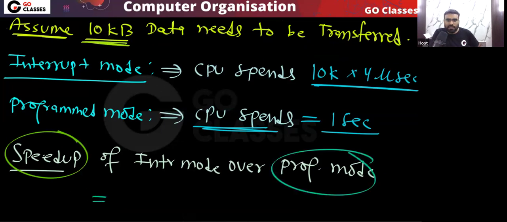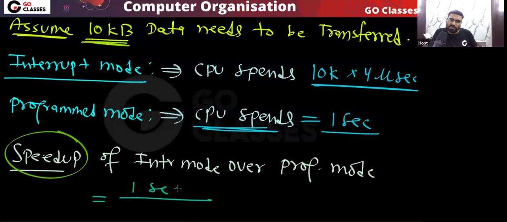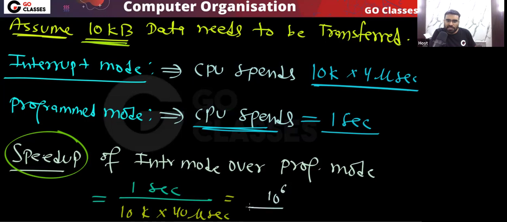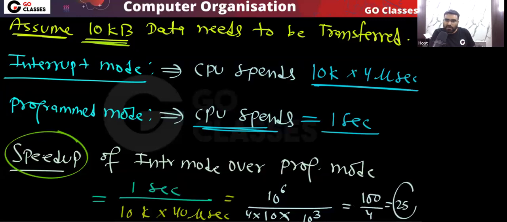The answer will be how much time the CPU is spending in the programmed mode, that is 1 second, divided by 10K multiplied by 40 microsecond. What is the answer? Seconds cancel. Micro means 10 power 6, so it will become 10 power 6 divided by 10 into 10 power 3. And that will be 4 also, so that is going to be 100 divided by 4. So that is 25. This is not a percentage.